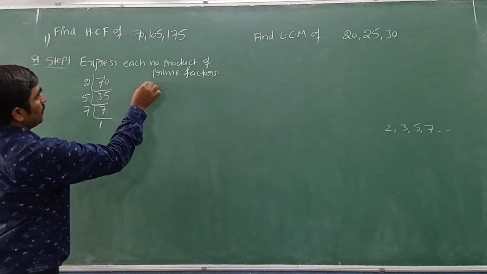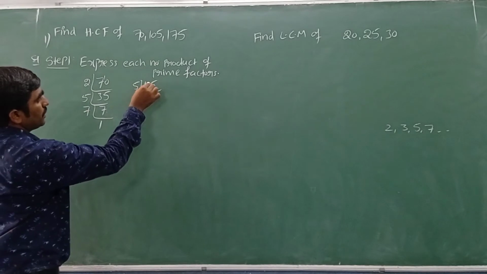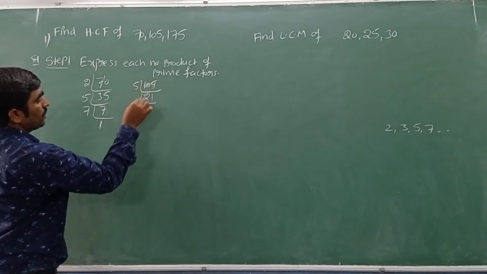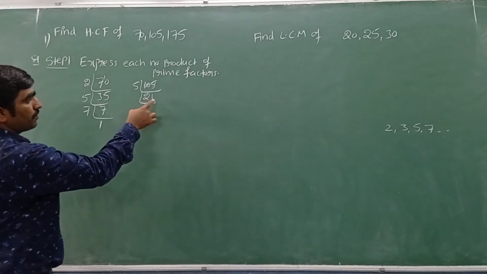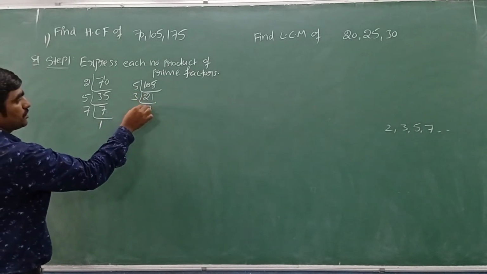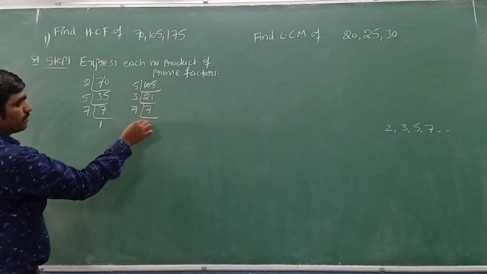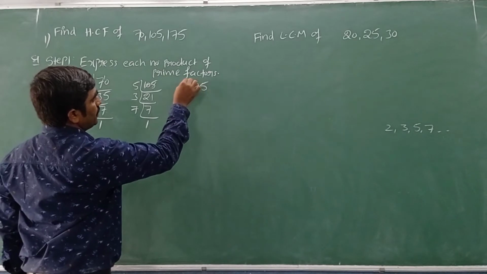Take the second number now, 105. 5 table is possible again. 5 2s are 10, 5 1s are 5, and 21. Which prime number is possible? 2 table is not possible. 3 table: sum of digits 2 plus 1 is 3. Yes, 3 table is possible, 3 7s are 21. Again 7 itself is a prime number, 7 1s are 7.